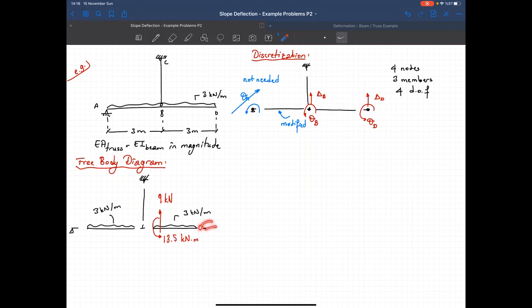The moments and the shears at this end are equal to 0, so I can directly calculate what these moments are. So let's come back to that discrete structure, and I can eliminate these two. Not needed. Why don't we need them? Because we can determine the end moment and shears from equilibrium equations.